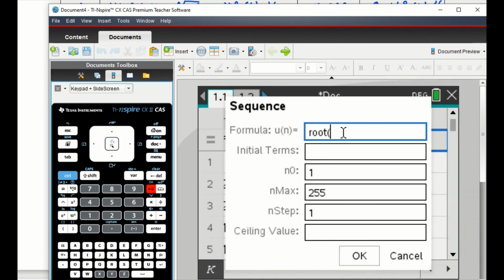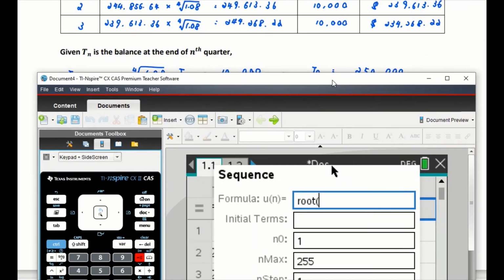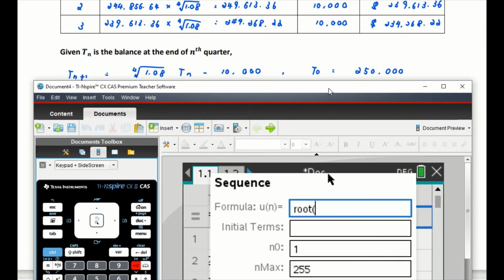You realize that it comes out with a root, something like this. So how should you press this? You should press two numbers.